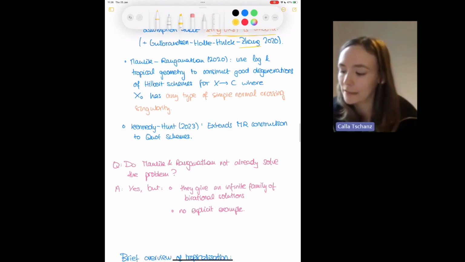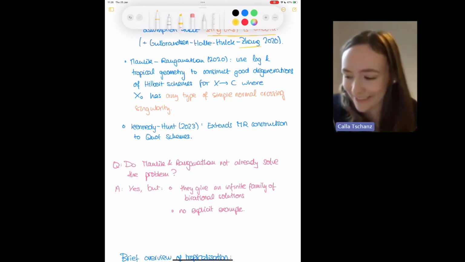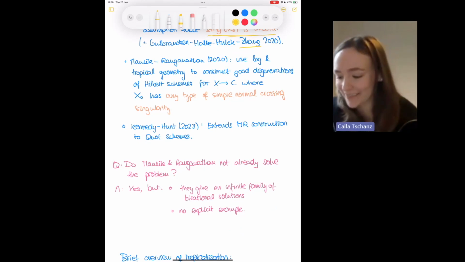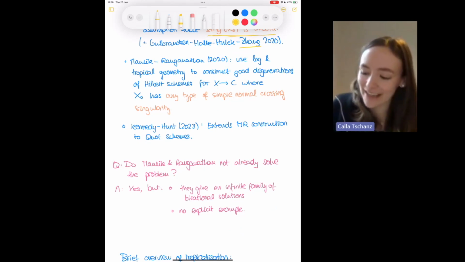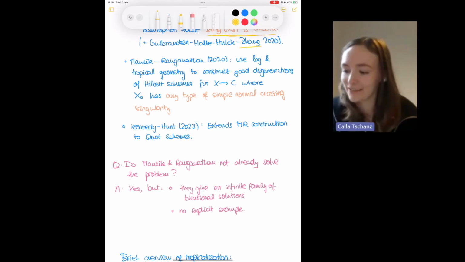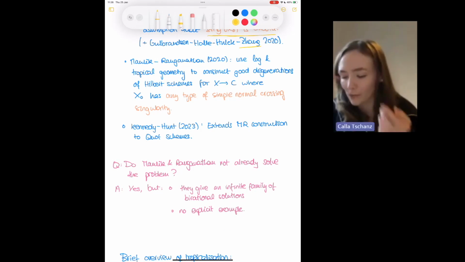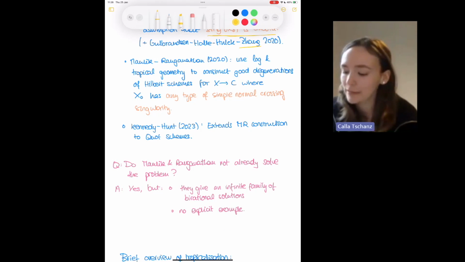And maybe when you've seen this, the question to ask is, well, what are we doing? Why are we trying to solve this problem when it looks like Maulik and Ranganathan have already solved it? They do this for any type of simple normal crossings, so the thing that we're looking at is included in this, obviously. So why are we still trying to solve this problem?